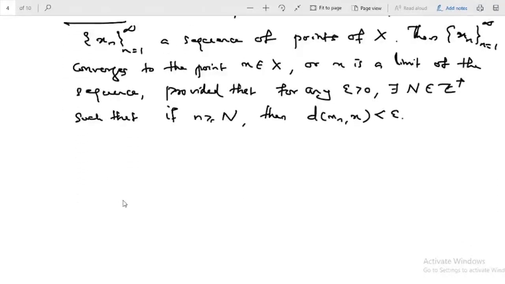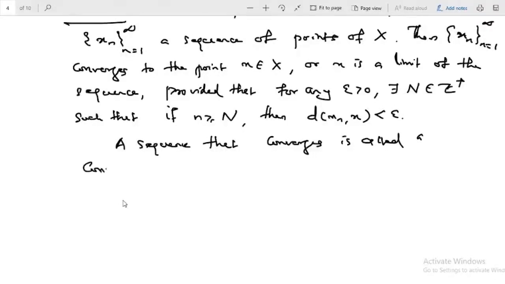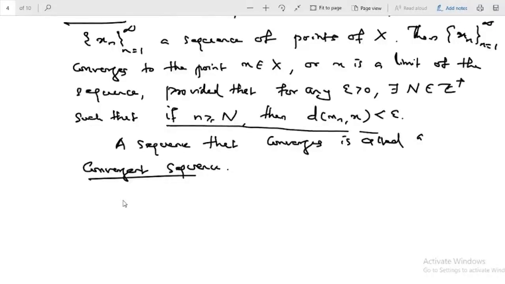There is a terminology: a sequence that converges is called a convergent sequence. Okay, convergent sequence is important. We can again change this in terms of balls.